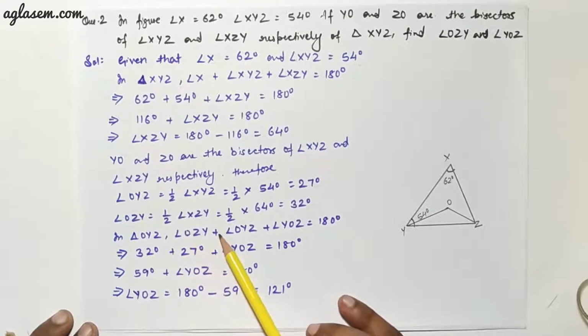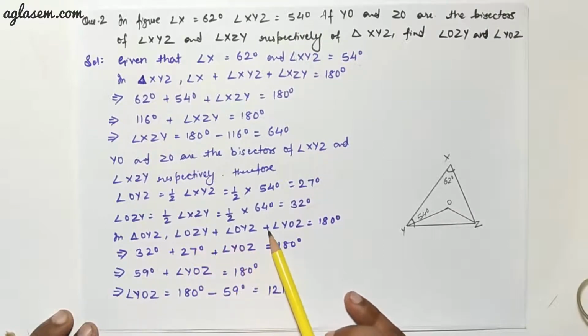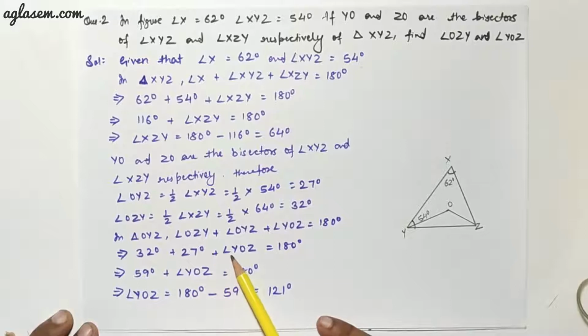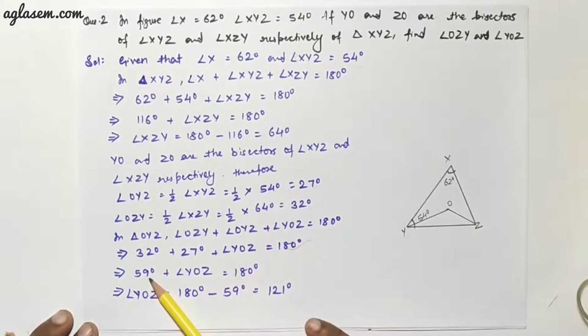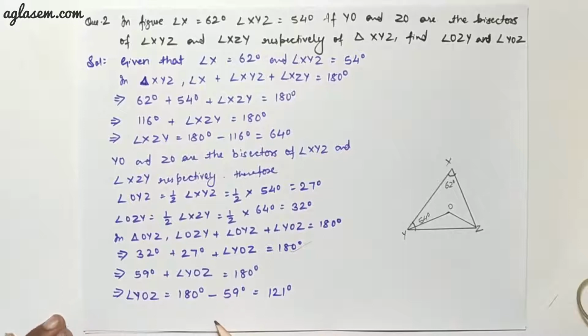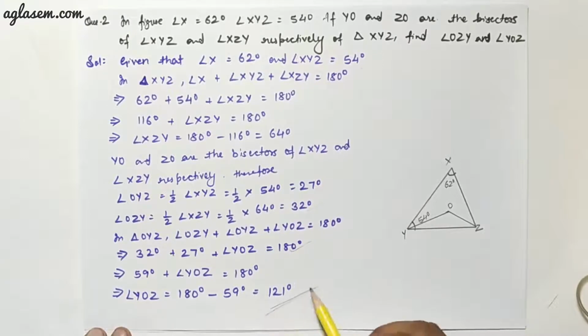In triangle OYZ, angle OZY plus angle OYZ plus angle YOZ is equal to 180 degrees, that is 32 degrees plus 27 degrees plus angle YOZ is equal to 180 degrees. So 59 degrees plus angle YOZ is equal to 180 degrees. So angle YOZ is equal to 180 degrees minus 59 degrees, that is 121 degrees.